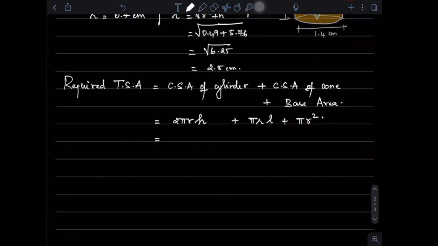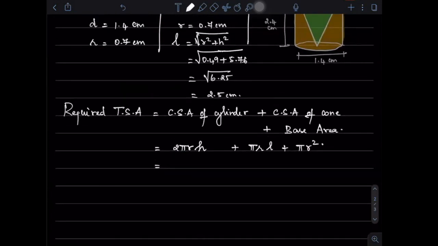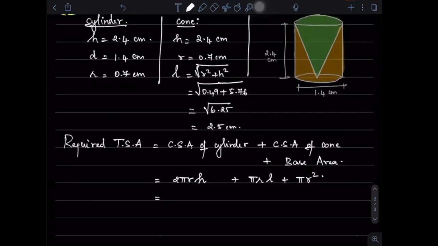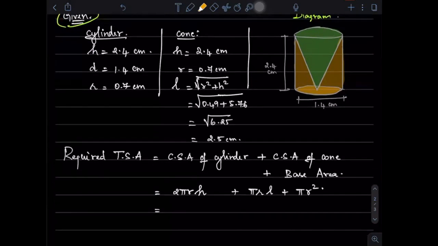Sir, minus pi r l? Why minus pi r l? Remaining, sir. Yes Arjun, this base area is left out, no? See, there are 2 base areas in the cylinder. Only one base area is removed. Okay, sir. Is everyone clear, children?